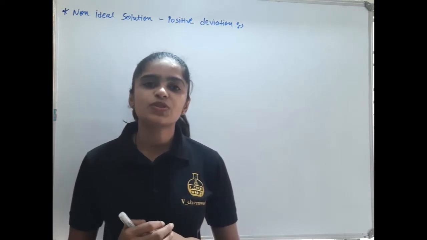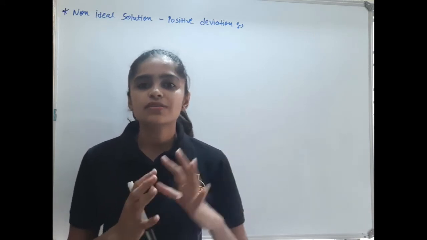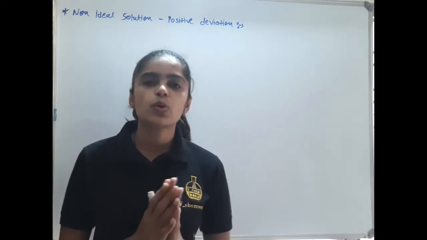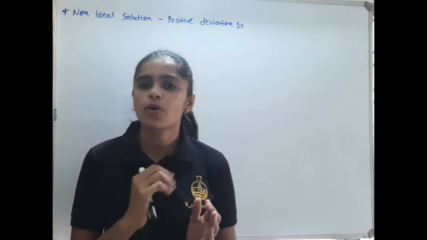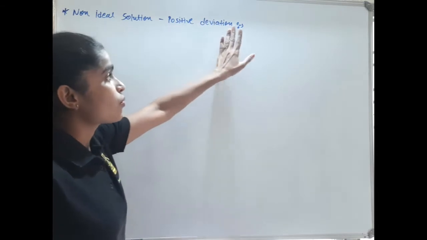Today we will discuss the types of non-ideal solution. It's divided into two parts. First is the positive deviation from Raoult's law and second is the negative deviation from Raoult's law. So first, start with the positive deviation from Raoult's law.